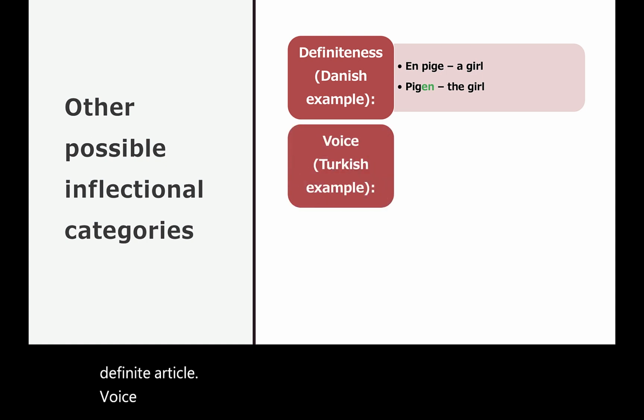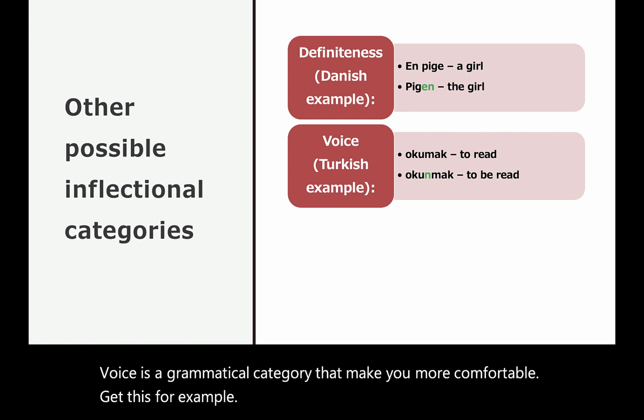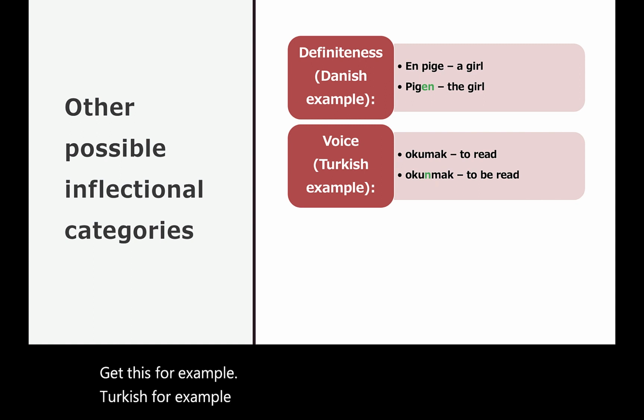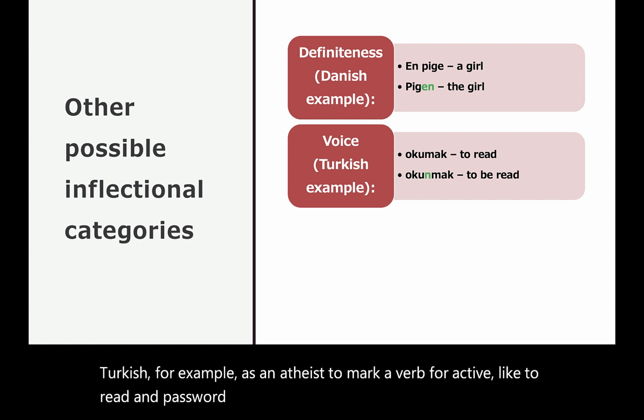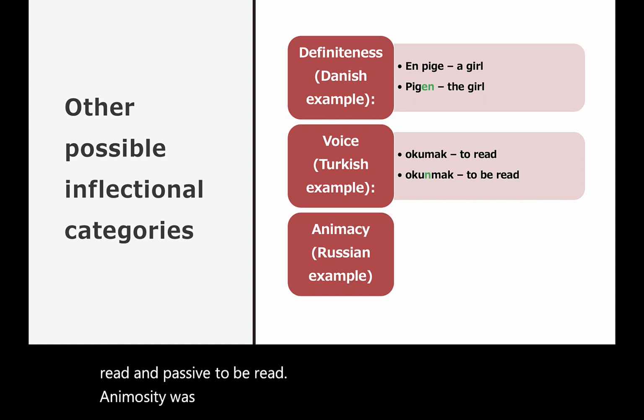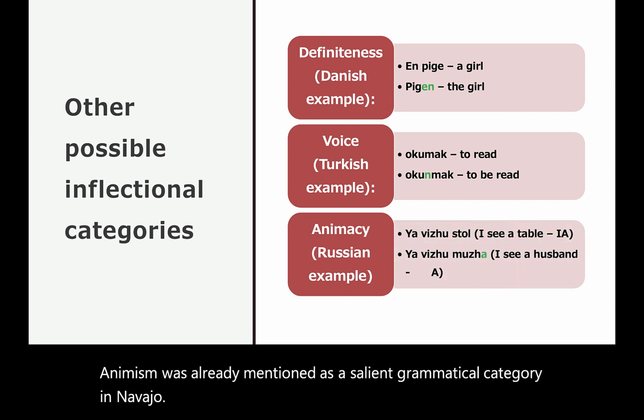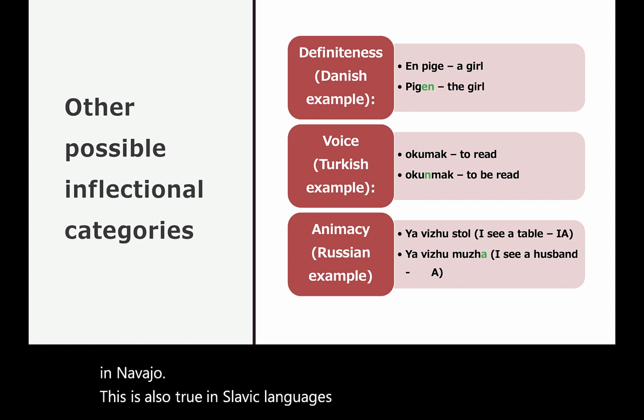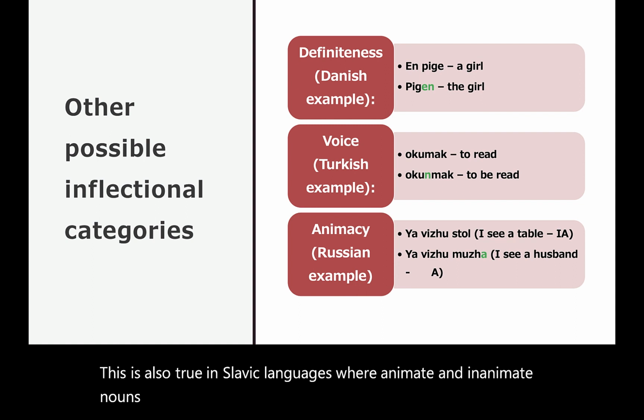Voice is a grammatical category that may be marked on verbs. Turkish, for example, adds an affix to mark a verb for active, like to read, and passive, like to be read. Animacy was already mentioned as a salient grammatical category in Navajo. This is also true in Slavic languages, where animate and inanimate nouns may have different patterns of declension.